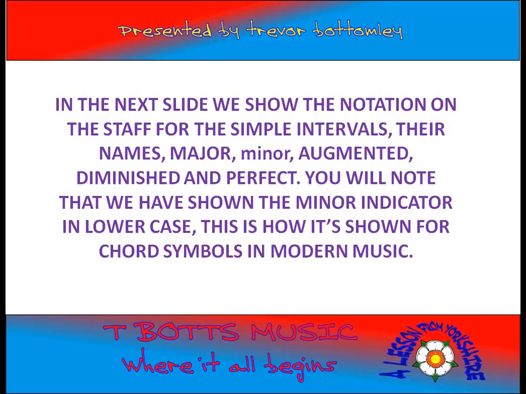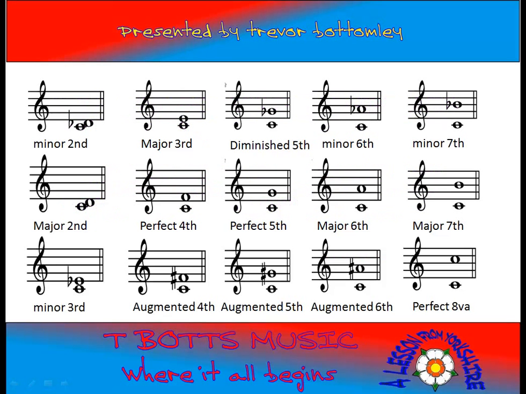In the next slide, we show the notation on the staff for the simple intervals, the names major, minor, augmented, diminished and perfect. You will note that we have shown the minor indicator in lowercase. This is how it's shown for chord symbols in modern music. There are all the simple intervals, anyway. Minor second in the top left hand corner, C and D flat, up to the perfect octave in the bottom right hand corner.